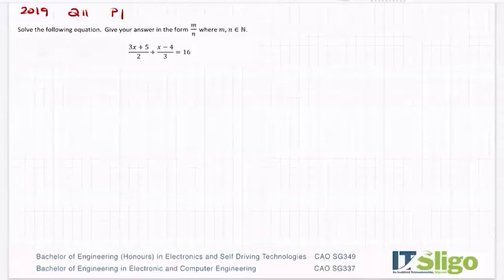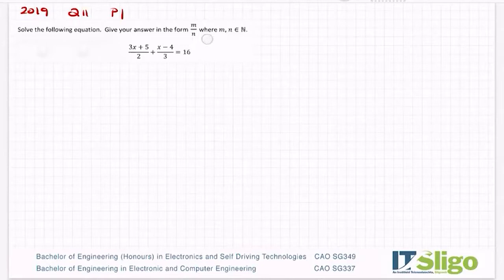Right, let's have a look at this algebraic fraction. So (3x + 5)/2 + (x - 4)/3 is equal to 16. And you have to give your answer as a fraction, basically, is what they want, okay? Okay, so a little bit troublesome because the equals 16 is here. So if it's all right with you, I'm going to do it two ways, and you can tell me which way you prefer. So our common denominator is 6.